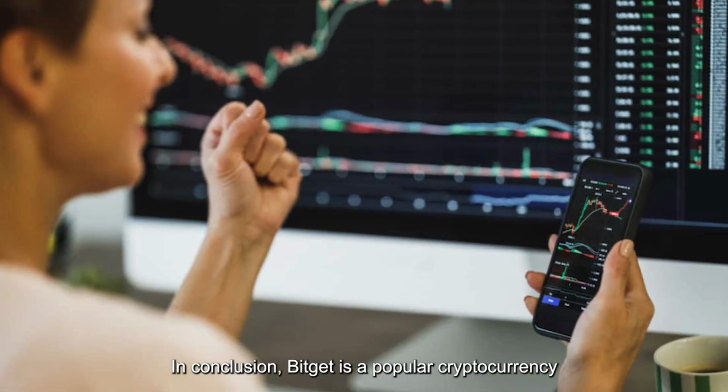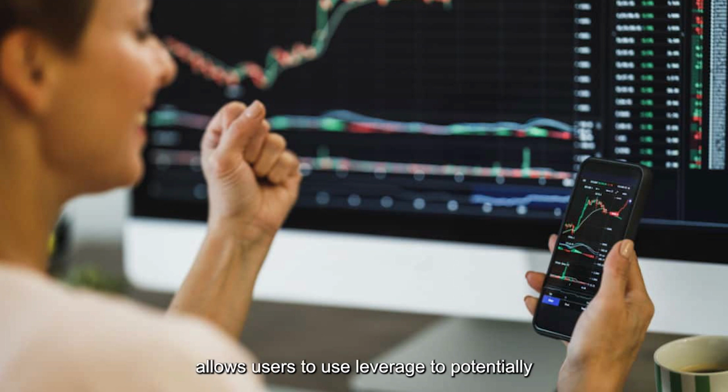In conclusion, Bitget is a popular cryptocurrency exchange that offers users a user-friendly platform to trade cryptocurrencies. To use Bitget, you need to sign up for an account, complete the KYC verification process, fund your account, and start trading. Bitget offers a wide range of trading pairs and allows users to use leverage to potentially increase their profits. Additionally, Bitget offers a mobile app that allows users to trade on the go.